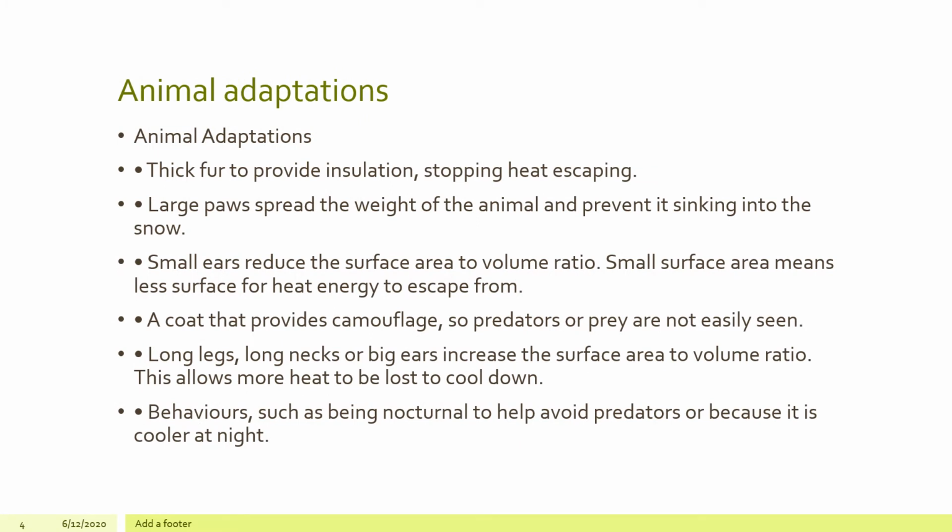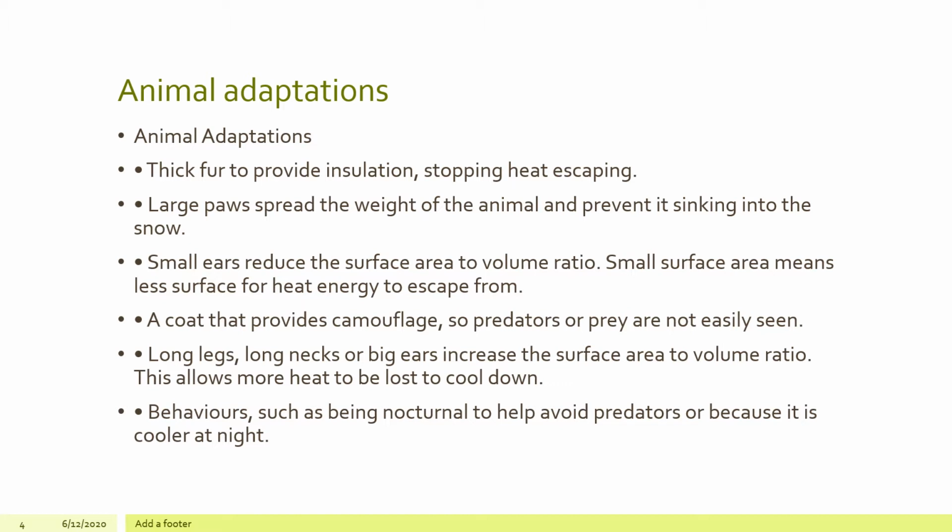Animal adaptations. Animals have thick fur to provide insulation and stop heat escaping. A perfect example of this is a polar bear, which has really thick white fur, and the white reflects off sunlight, as opposed to black, which absorbs sunlight. Also, animals have large paws to spread their weight and prevent them sinking into the snow. So a polar bear has really large paws so that it can stand upright on the snow, even though it's quite deep.